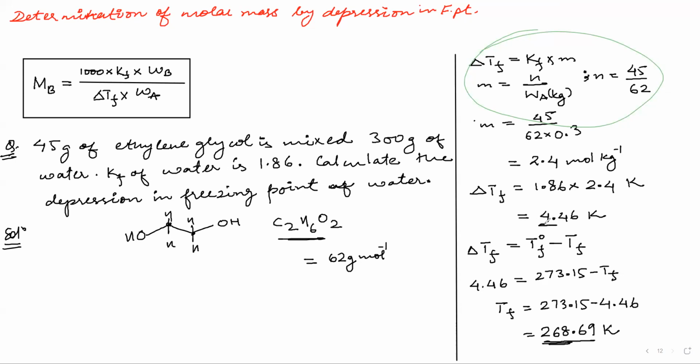Delta Tf as 4.4. Am I right? Okay, so I got 68.65. I took it as 4.5. So you took it as 4.5.